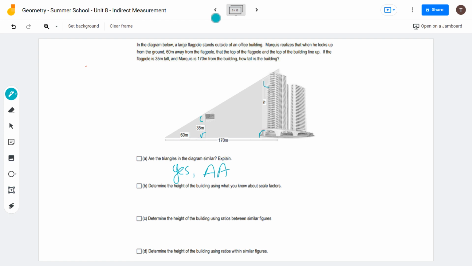Now, all of these questions deal with the same thing. We're not necessarily going to put it in terms of scale factors or similar figures or ratios. We're just going to solve. So you won't see all of these questions in all of the problems.